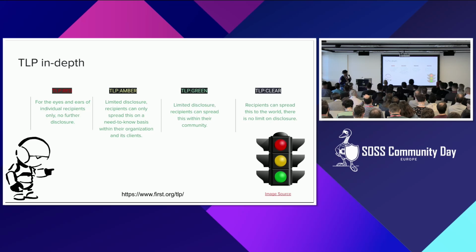Oh, the colors didn't show up. Sad. So if something is TLP red, that means you are only authorized to talk about it with the person that shared it with you. You may not share this information any further.